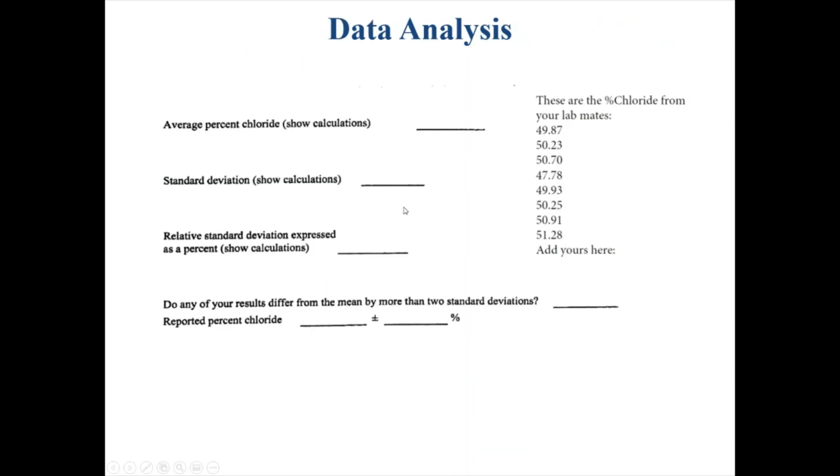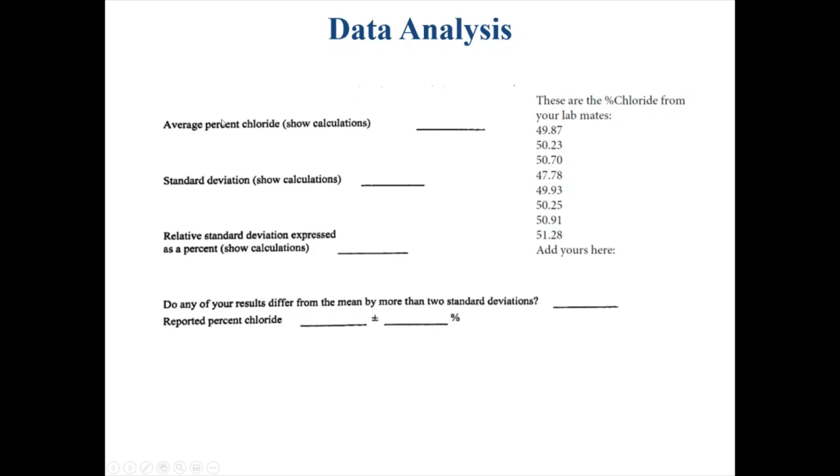So if you look at your data sheet, you're going to do exactly this. Here is the data from your lab mates. This is what they got. And then you're going to add yours here. So you calculate your percent composition, and you're going to add yours to this list. Don't forget to do that. So you're going to have 1, 2, 3, 4, 5, 6, 7, 8, 9 total data points, including yours.